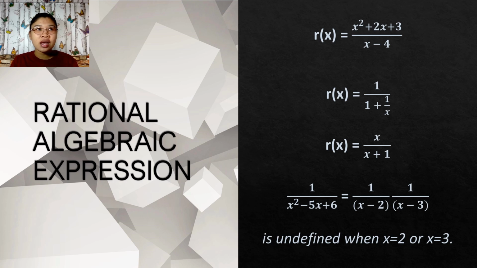Another important thing to reiterate is that any polynomial expression is a rational expression. For example, you can think of it as a polynomial divided by the polynomial expression 1, like x minus 4 over 1. So any polynomial expression is a rational expression. I hope that is quite enough for a brief introduction about rational expressions.